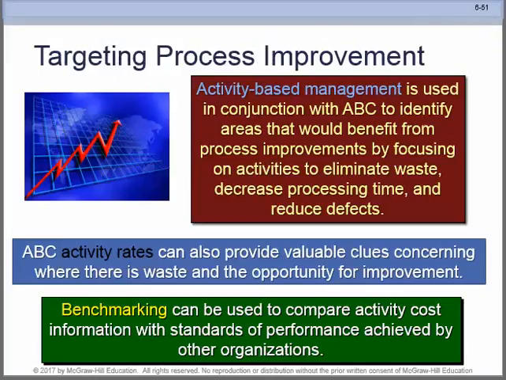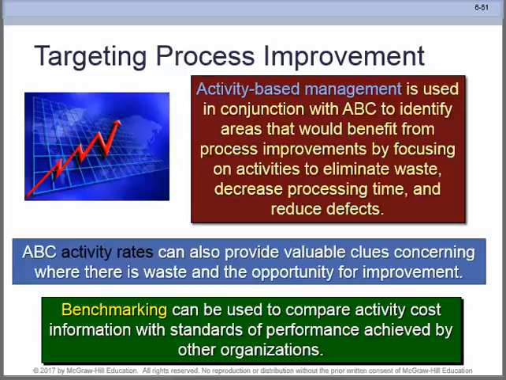All right, so why are we doing all of this? Activity-based management is used in conjunction with ABC to identify areas that might benefit from process improvement by looking at activities that eliminate waste, decrease the processing time, and reduce defects. So by doing all the segregation into the different pools, we can look at it over time or in relation to another department or whatever. You've separated it out into its different pieces so that you can analyze it and find ways to reduce the cost, or at least reduce idle time that would be driving a cost.